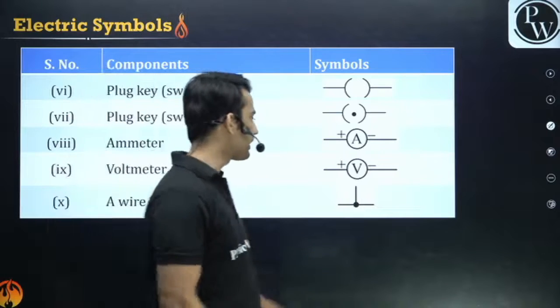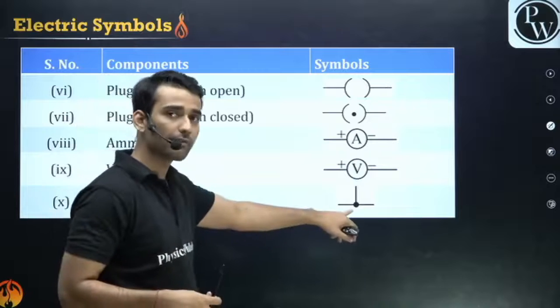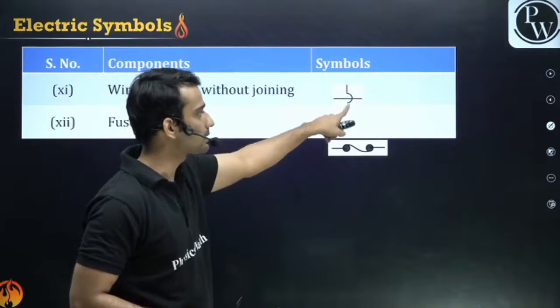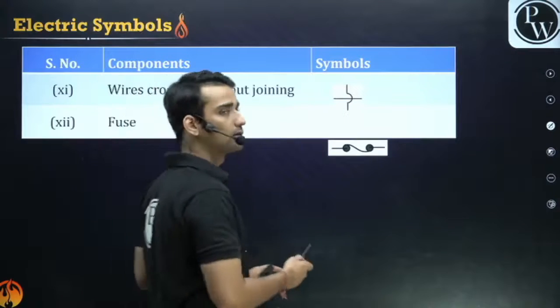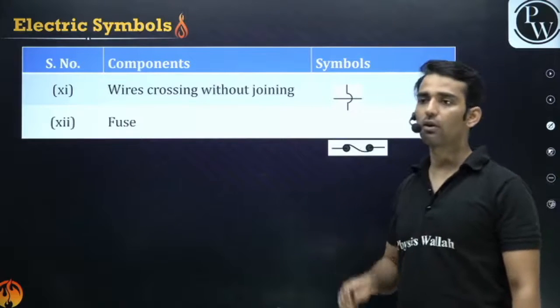A wire joint: when two wires cross and are joined, we have a joint, and it is denoted by this. But if we don't have a joint, it is like this; it is a crossed wire. Then we have a fuse. I will tell you why a fuse is used, but this is the circuit symbol for a fuse.